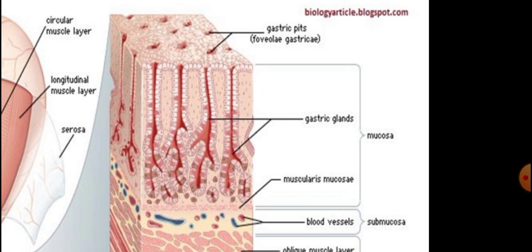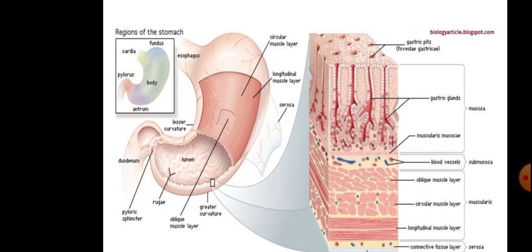Finally, these gastric pits lead to the formation of the gastric glands. As all of you know, gastric glands are there, and this glandular structure is made up of many different types of cells, which play a very important role in the process of digestion. We will discuss these cells of digestion later on.